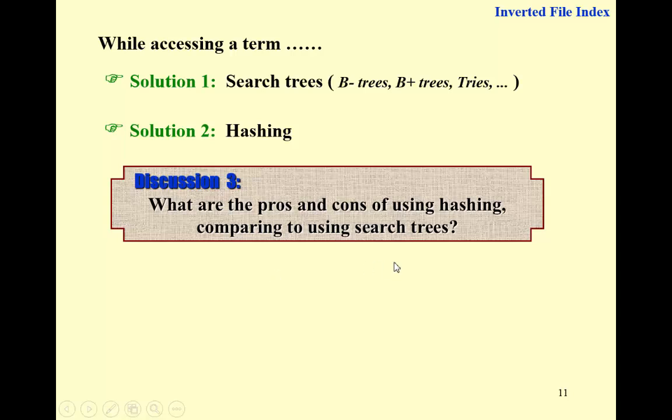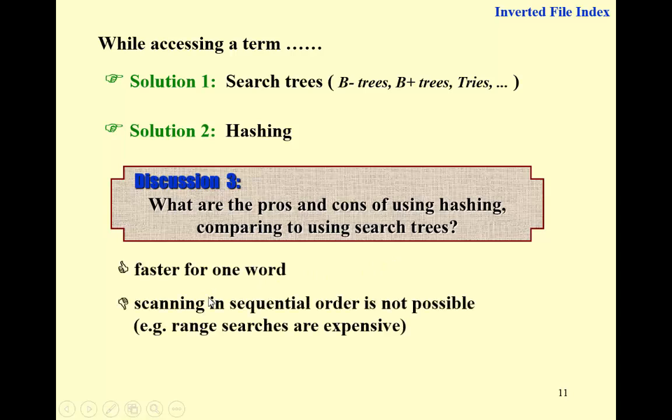Okay, now I assume that you have done your comparisons. Well, basically there are 2 points. The advantage is that if we're only searching for one word, hashing might be much faster than the search tree. However, if we use hashing, different words will be hashed into separated positions. So if the requirement is scanning in sequential order, that may not be possible. In other words, range searches are expensive.